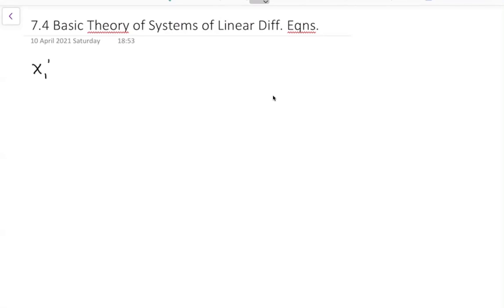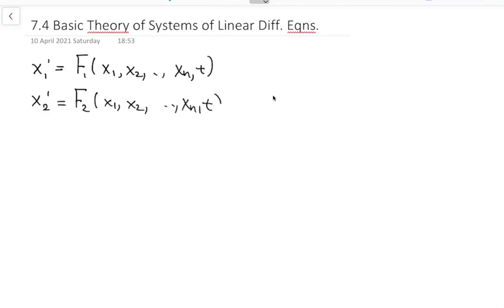x1 derivative can be expressed in terms of x1, x2 till xn, plus maybe a function of t. And the second equation, which is about the derivative of the second function we are looking for, can be expressed again in terms of these. And similarly, we can go until xn derivative can be written in terms of these.